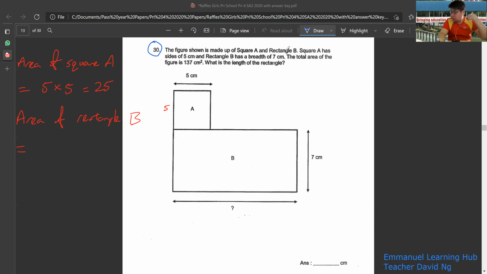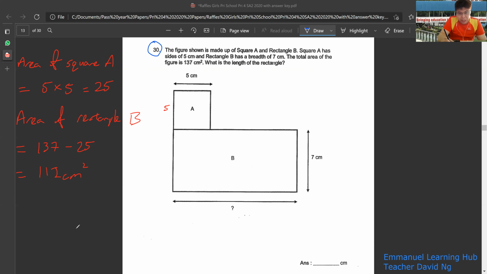137 minus 25. Very good. So 137 minus 25, what do you have? You work it out and tell me what's the answer. 112. So the area of rectangle B is 112.